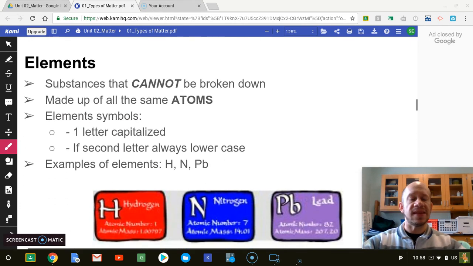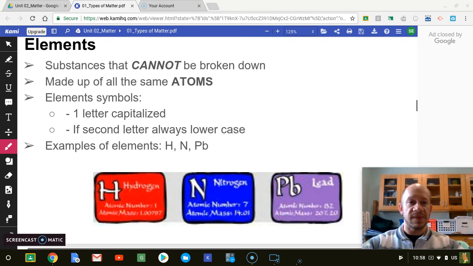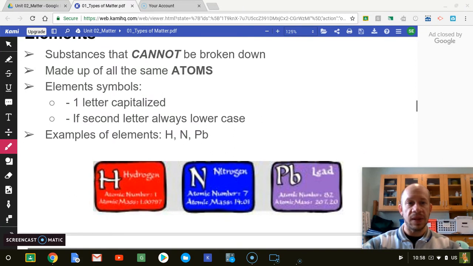Elements are substances that cannot be broken down further. They're made up of the same atoms. They have element symbols, where the first letter is always capitalized, and if there's a second letter, it's always lowercase. For example, hydrogen has a capital H, nitrogen has a capital N, and lead has a capital P and then a lowercase b.